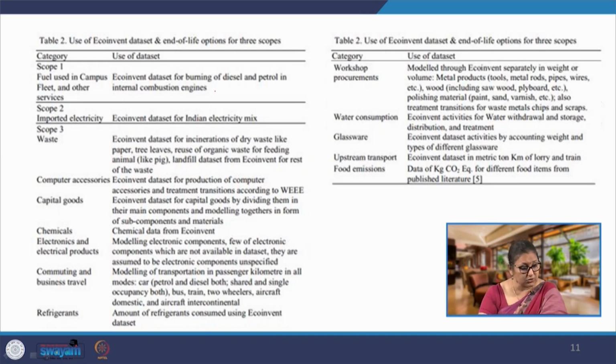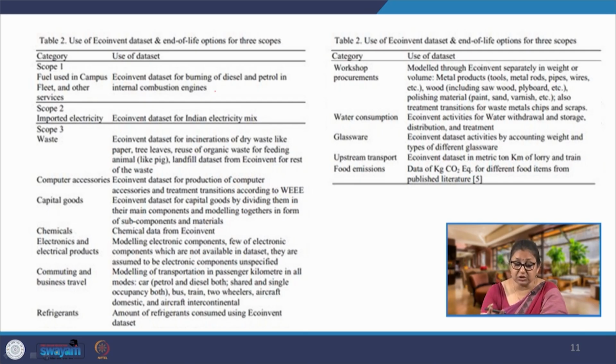similar case studies. So, scope 1, what they have included as part of scope 1 is the fuel used in campus fleet and other services. As part of scope 2, they have considered imported electricity. As part of scope 3: waste, computer accessories, the capital goods, chemical and other products, commuting and business travel. The amount of refrigerant consumed has been added as part of scope 3, and fugitive emissions have not been taken into scope 1.